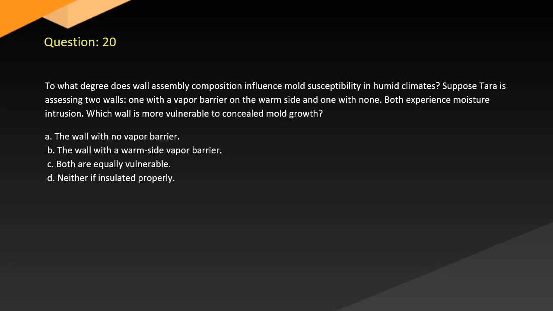Question 20. To what degree does wall assembly composition influence mold susceptibility in humid climates? Suppose Tara is assessing two walls, one with a vapor barrier on the warm side and one with none. Both experience moisture intrusion. Which wall is more vulnerable to concealed mold growth? A. The wall with no vapor barrier. B. The wall with a warm side vapor barrier. C. Both are equally vulnerable. D. Neither if insulated properly.